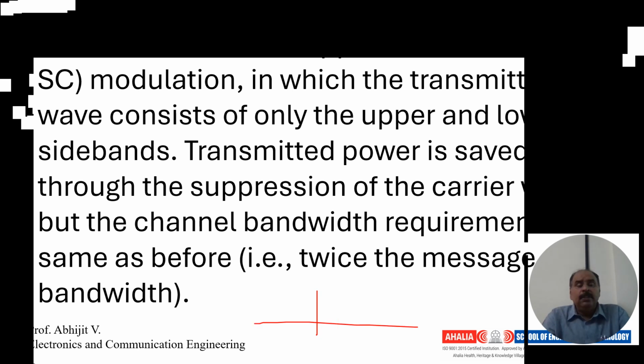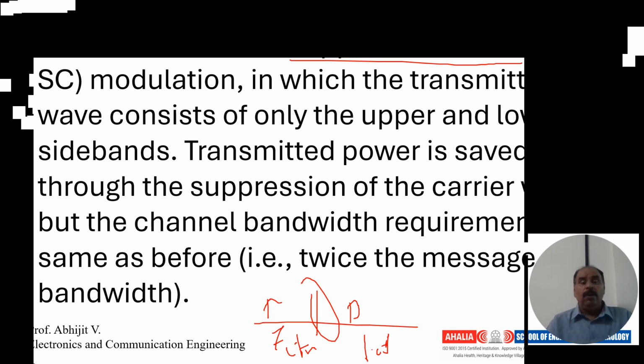don't have the central component, but you have only FC plus FM and FC minus FM. So you don't have this component. So you have suppressed your carrier. This type of amplitude modulation is called double sideband suppressed carrier modulation. The transmitted wave consists only of the upper and the lower sidebands.